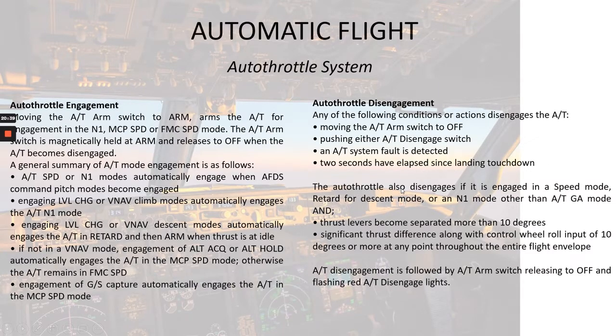The autothrottle also disengages if it is engaged in a speed mode, retard for descent mode, or an N1 mode other than autothrottle go around mode, and thrust levers become separated more than 10 degrees, significant thrust difference along with control wheel roll input of 10 degrees or more at any point throughout the entire flight envelope. Autothrottle disengagement is followed by an autothrottle arm switch releasing to off and flashing red autothrottle disengagement lights.